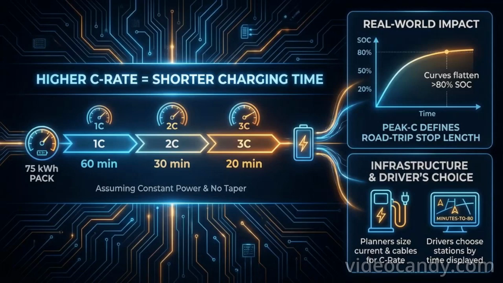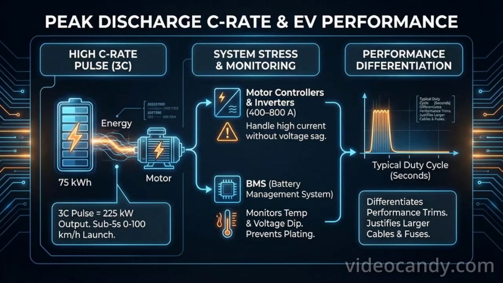Infrastructure planners size charger current and cable cross-sections to deliver the advertised C rate, while drivers choose charging stations based on the implied minutes to 80 displayed on navigation screens. In the context of EVs, implied minutes to 80 refers to the estimated time it would take to charge a battery from its current state of charge, SOC, up to 80% based on the current charging rate.